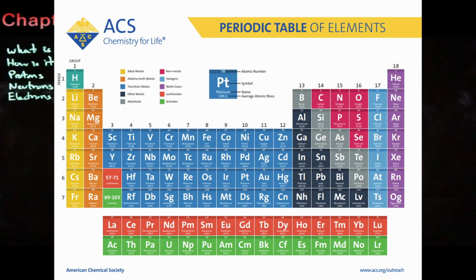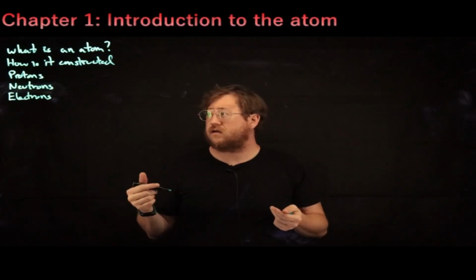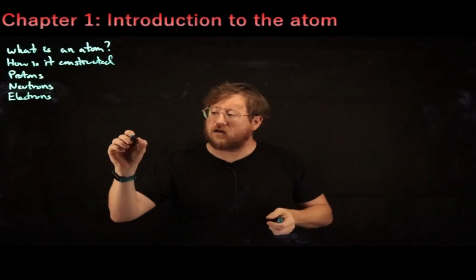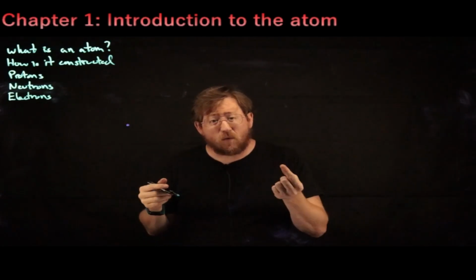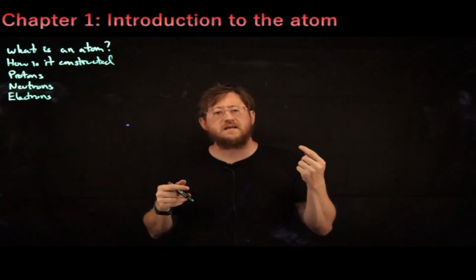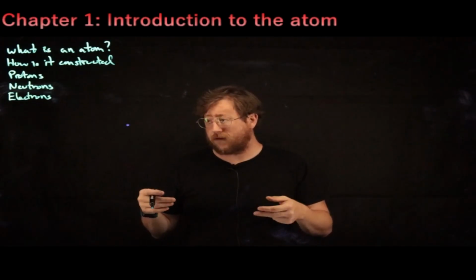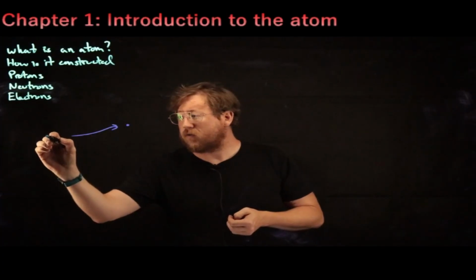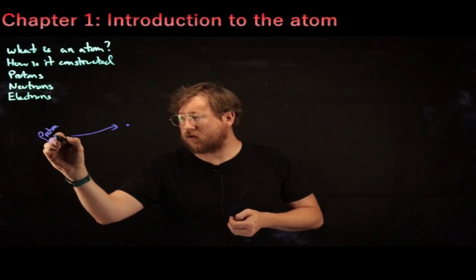But when we talk about an atom, we need to really understand what it is and how it is constructed. So an atom is made up of three parts. It's made up of protons, neutrons, and electrons. And the atom nucleus is very small. The atom nucleus is less than 1% of the total volume of an individual atom. And inside that nucleus, we have protons and neutrons.